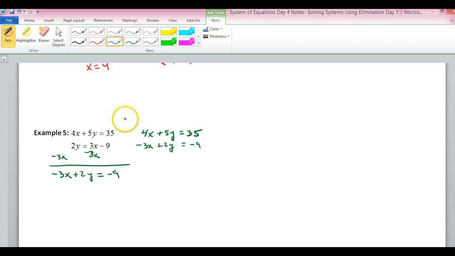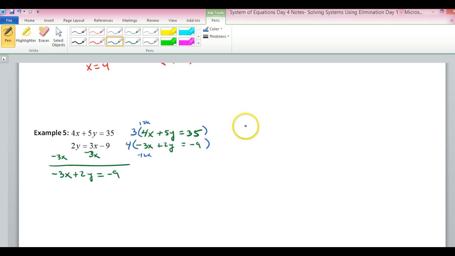Well, if I make this a positive 12x and this a negative 12x, when I add them together they would eliminate. Now I could potentially do the same thing for the y's, making this 10y and this negative 10y. But because I already have the opposite part with the x's, I'm going to choose the x's to eliminate. So I'm going to multiply the top equation by 3, because 3 times 4x will give me the positive 12x. I'm going to multiply the second equation by 4, because 4 times negative 3x will give me negative 12x.